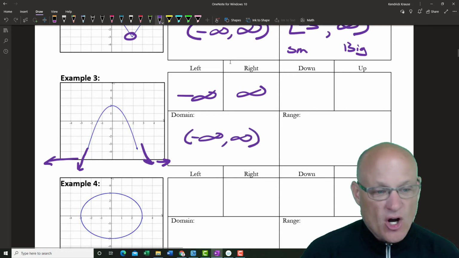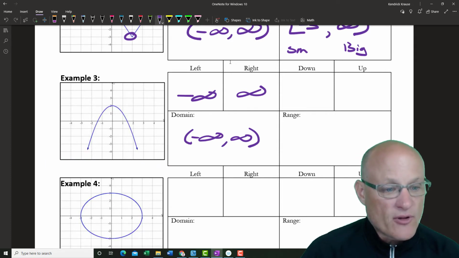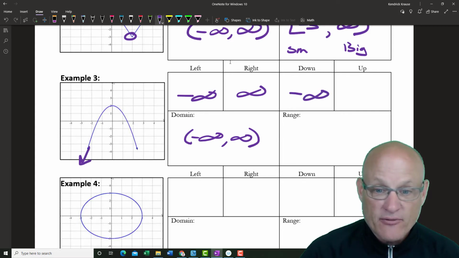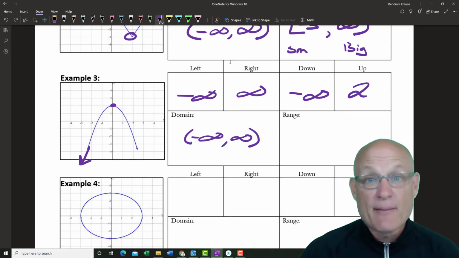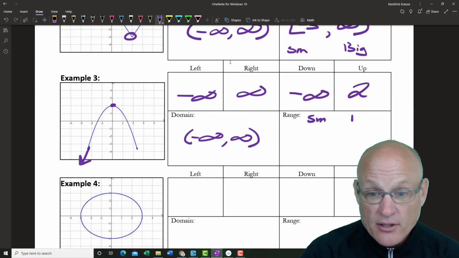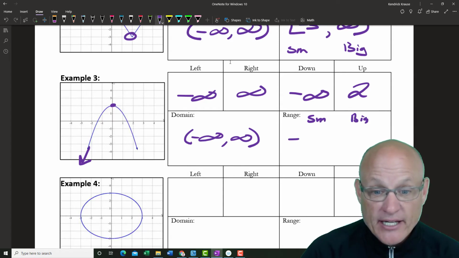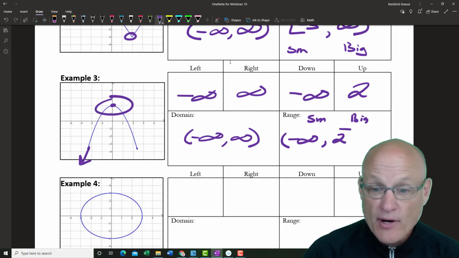The range is almost always the more tricky of the two. So we look for the lowest value. The lowest value, it looks like it's going down to negative infinity. And the highest value is up here at 2. Now remember, when you're doing interval notation, it's always small on left, big on right. So negative infinity on the left, can't reach that, comma 2. You don't see an open circle there, so it's a bracket.